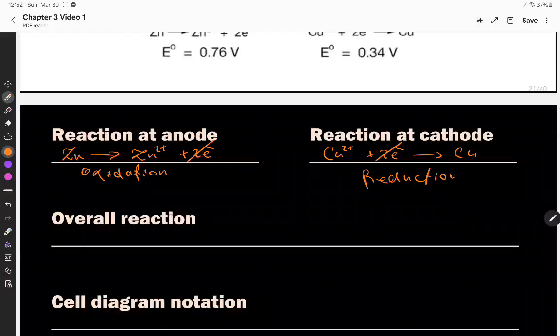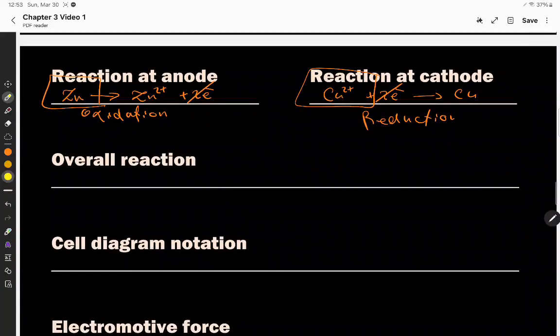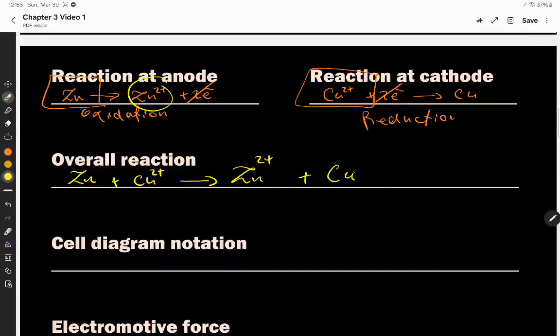Let's see the overall reaction. The 2 electrons cancel with 2 electrons. Now the overall reaction should be written by what comes before the arrow from both equations. Then we make the arrow, then we complete it with what comes after the arrow in both equations. So here we have zinc plus copper 2 positive, arrow. Then after the arrow we have zinc 2 positive plus copper, which is the 0 state.